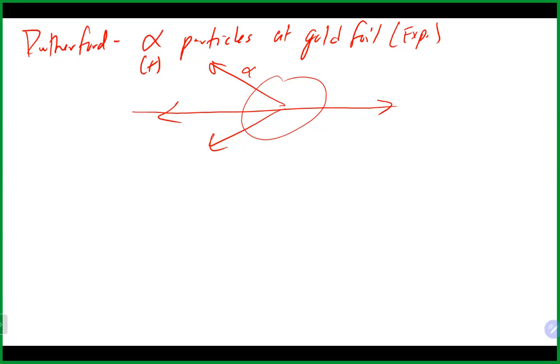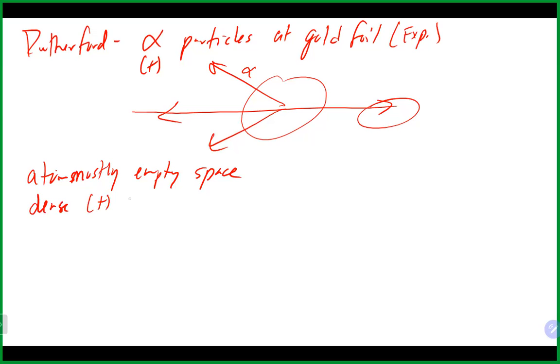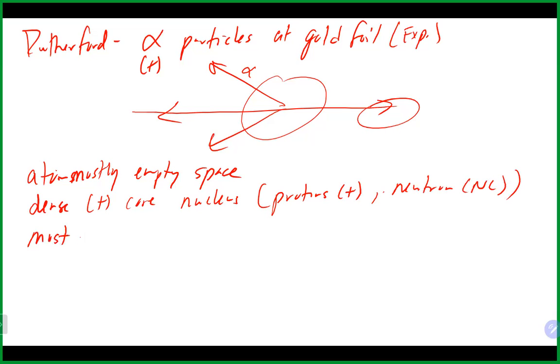So they had to throw out the plum pudding model and say that the atom was mostly empty space, which accounted for why a lot of those alpha particles just sailed through with no problem. But it did contain a dense positive core, which they called the nucleus, and later found that protons, which are positively charged, are found in the nucleus. And later in the 1930s, it was discovered that neutrons, which have no charge, are also found in the nucleus, and that most of the mass of the atom is actually the nucleus.